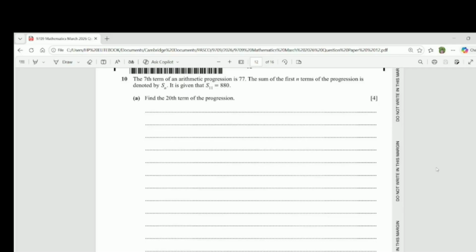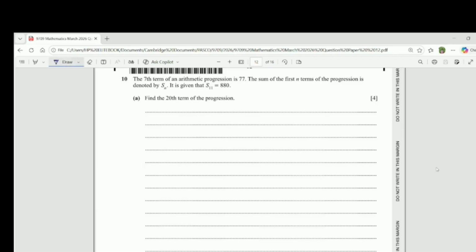So we move to question number 10. The seventh term of an AP is 77. Then the sum of the first n terms of the progression is denoted by Sn. It is given that the sum of the first 11 terms is 880. We should find the 20th term of the progression.